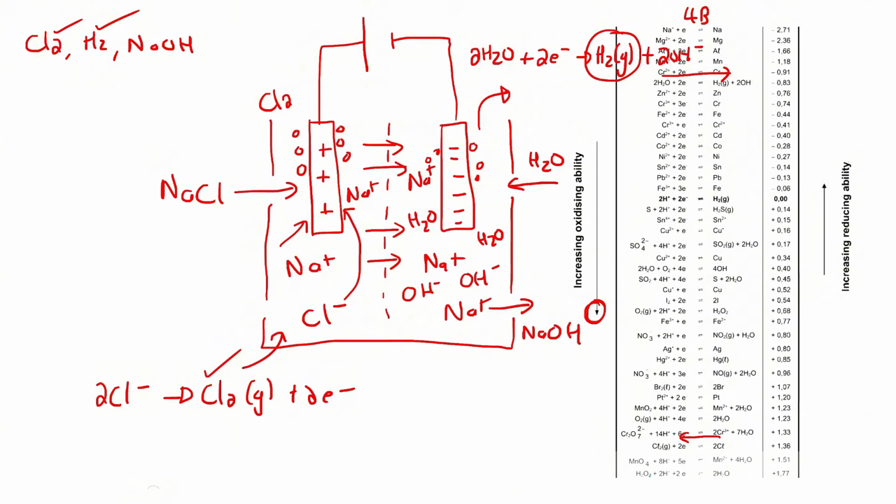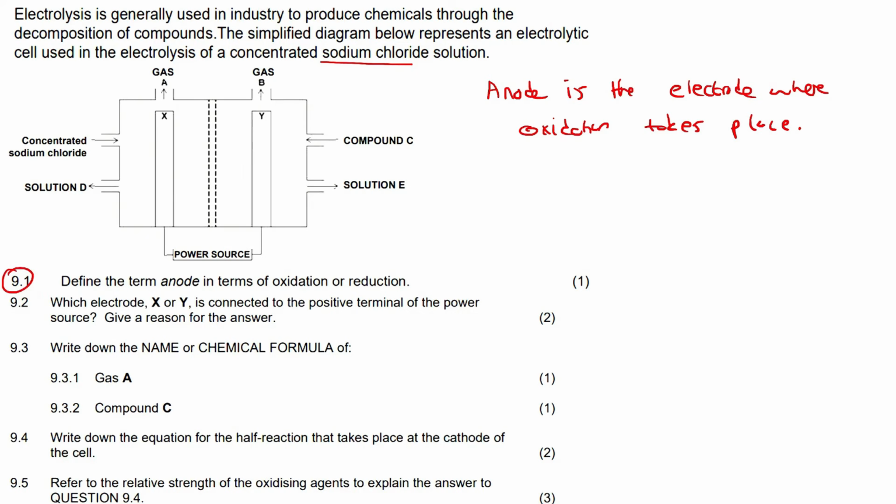I'm not going to speak any more about that. As I said, I have made a video on this that is in more detail, but that is the basics of the chlor-alkali industry. So let's go do that exam question now. Okay, so we've done 9.1. Now it says 9.2. Which electrode, X or Y, is connected to the positive?